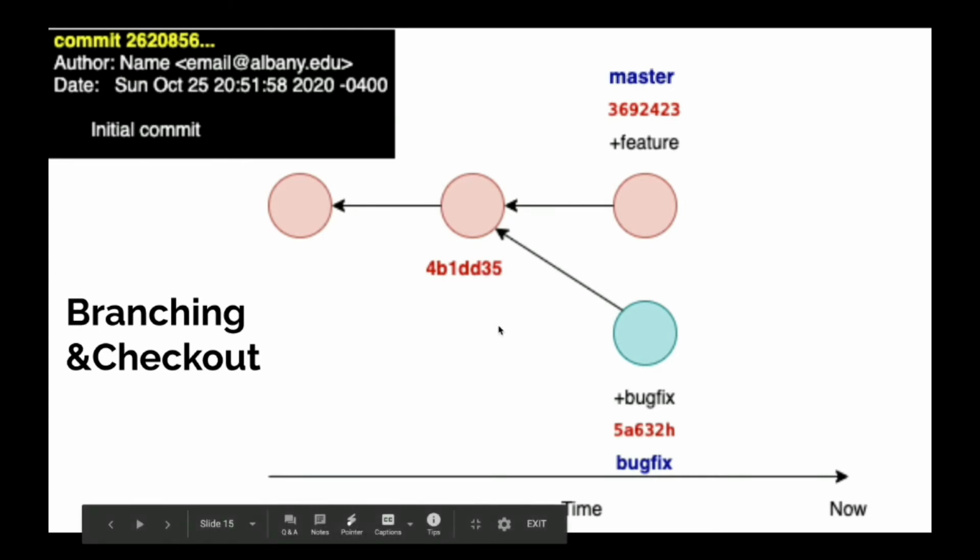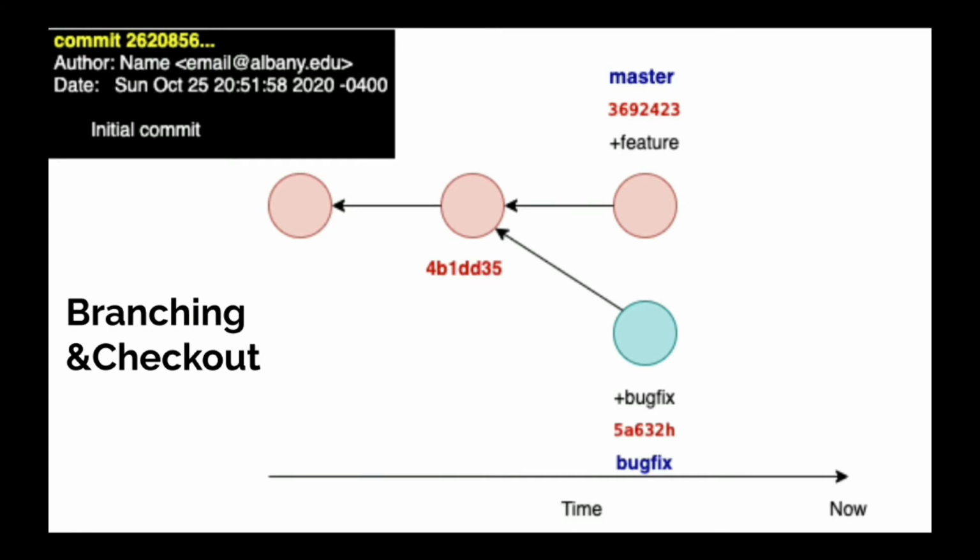So one of the things I want you to get from the slide is that if I'm on the bug fix branch, it knows these other 2 snapshots as its history. And it doesn't know about the master branch in terms of its history because it only has a reference to its parent, right?